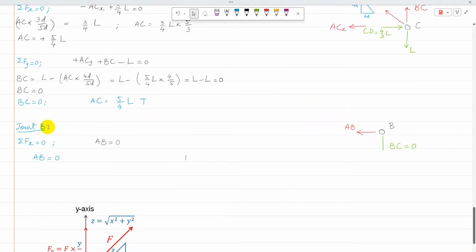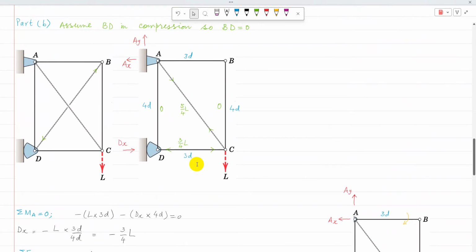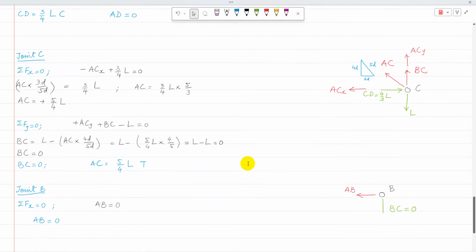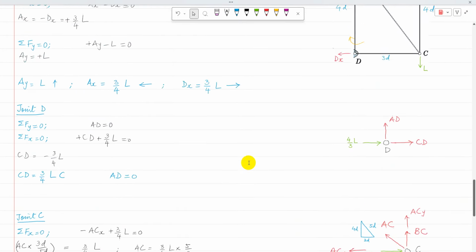So at joint B, the only unknown is in the horizontal direction. So applying sigma Fx equal to 0, AB is equal to 0. By putting AB equal to 0, this also confirms that AC is in tension. So AC is in tension. So that is a complete solution to this problem. Thank you very much for watching.